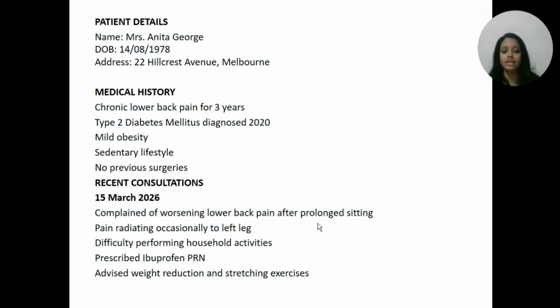The recent consultations: 15th March 2026, complained of worsening lower back pain after prolonged sitting, pain radiating occasionally to left leg, difficulty performing household activities, prescribed ibuprofen, PRN, advised weight reduction and stretching exercise.